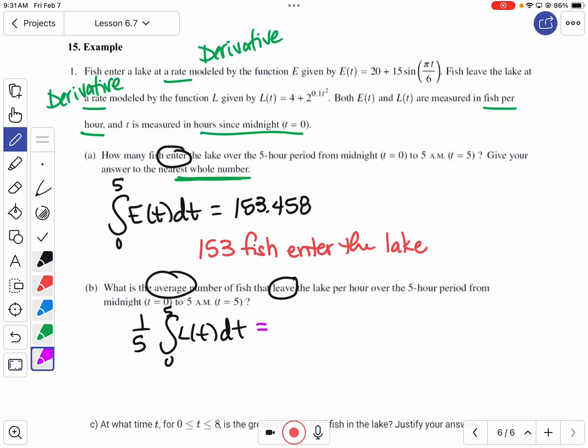This time it didn't say round, so we'll take 3 decimal places. Okay. What'd you get? Yep. So 6.059 fish. All right.